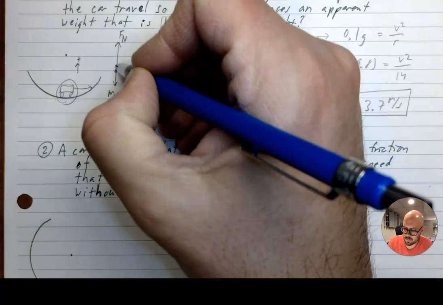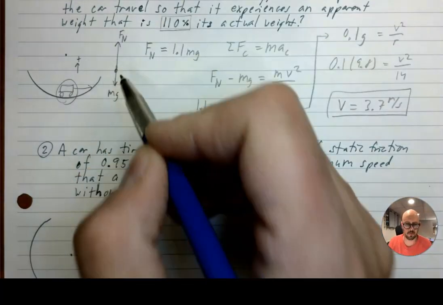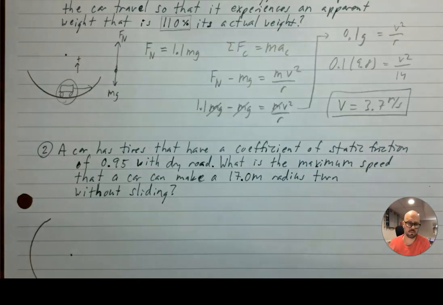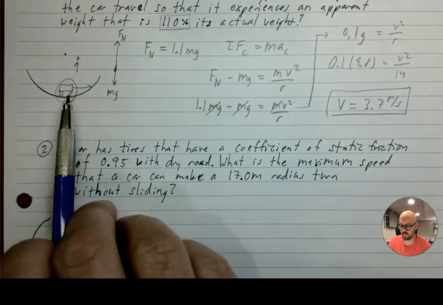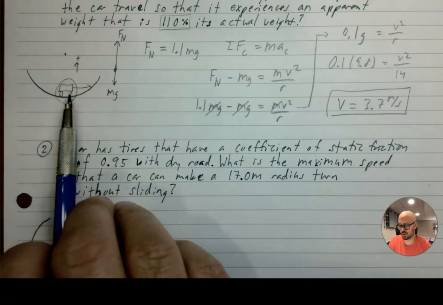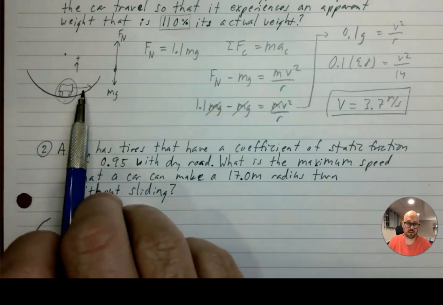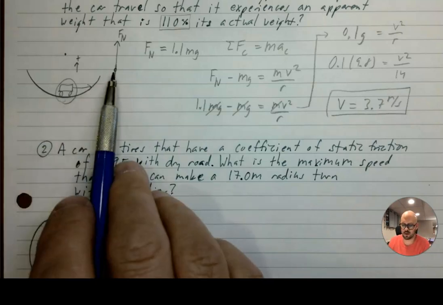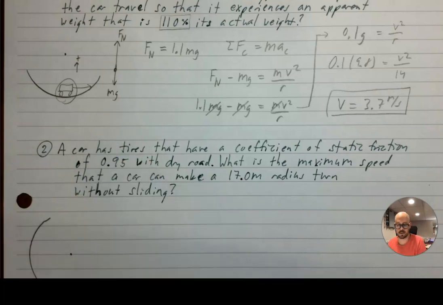A question comes up sometimes: shouldn't there be horizontal forces? Shouldn't there be friction or some driving force? We are going to assume that this car is coasting through this hill at a constant speed, and that if there are horizontal forces, they would cancel.